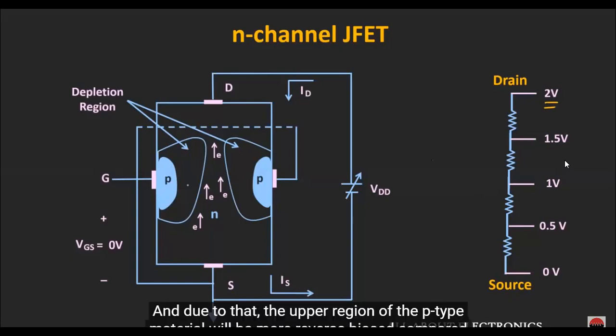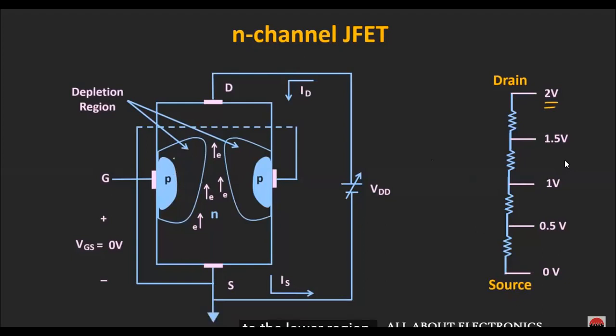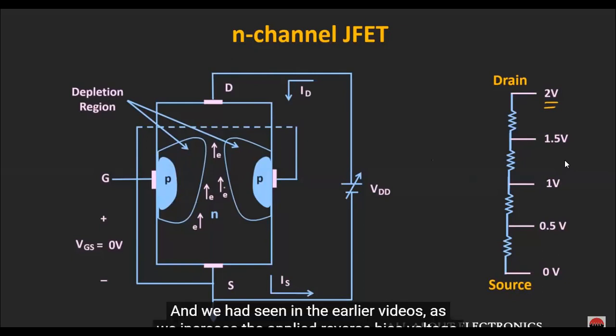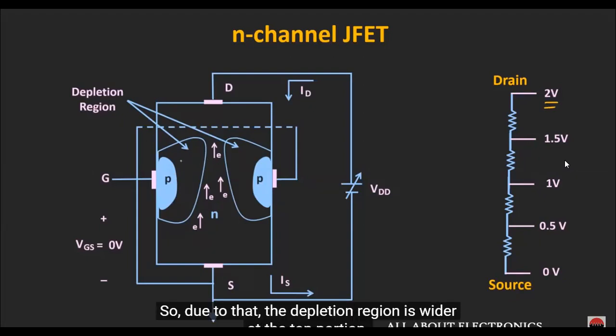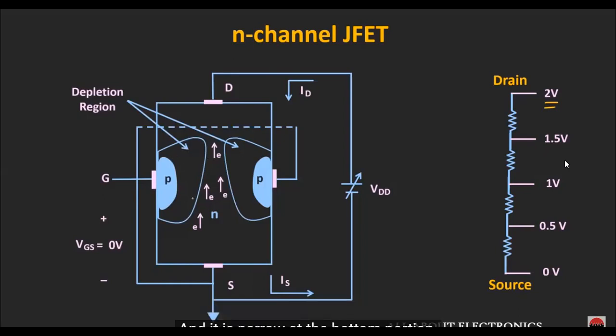And due to that, the upper region of the p-type material will be more reverse biased compared to the lower region. And as we had seen in the earlier videos, as we increase the applied reverse bias voltage, the width of the depletion region will increase. So due to that, the depletion region is wider at the top portion and it is narrower at the bottom portion.